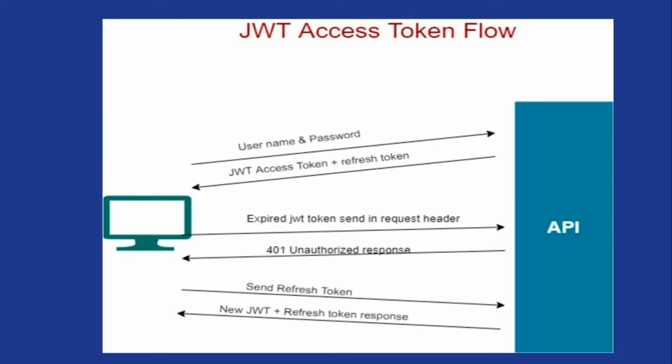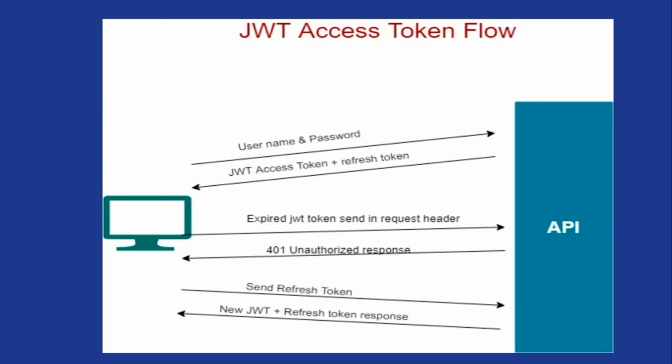So let's understand the flow of JWT access token and refresh token. When a JWT token expires, to renew it without user credentials, we will use the refresh token. The refresh token is a secret key that we use to generate a new JWT token in place of the expired one. If you observe this picture, here you can see username and password. When the user sends a valid username and password, the API then sends a response with a JWT access token and a refresh token.